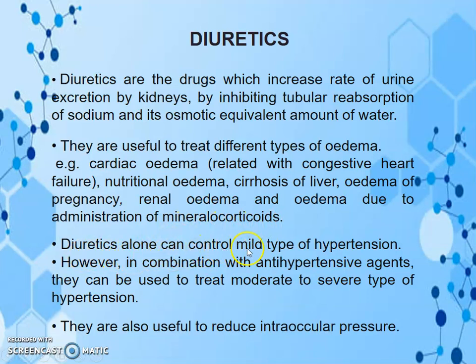Diuretics alone can control mild type of hypertension. However, in combination with antihypertensive agents, they can be used to treat moderate to severe type of hypertension. They are also useful to reduce intraocular pressure.